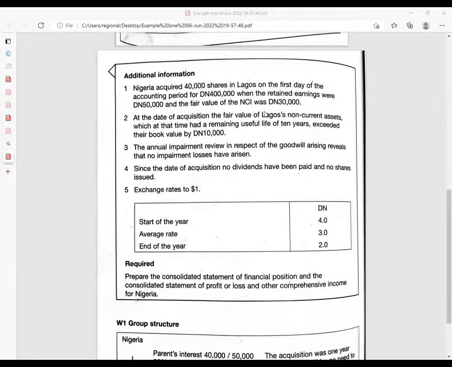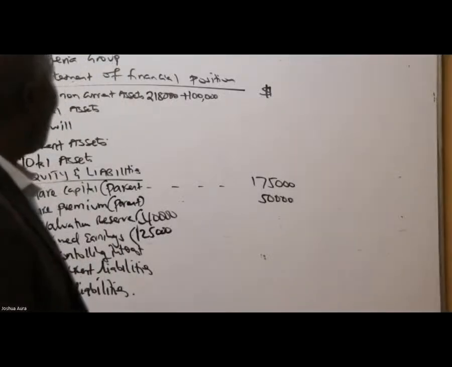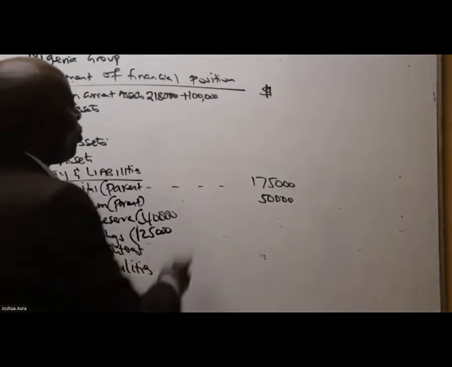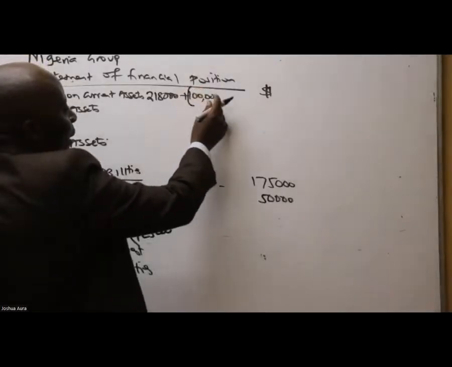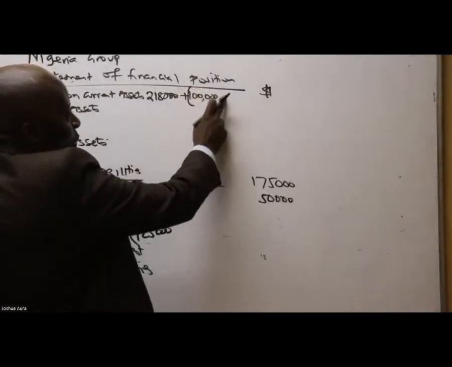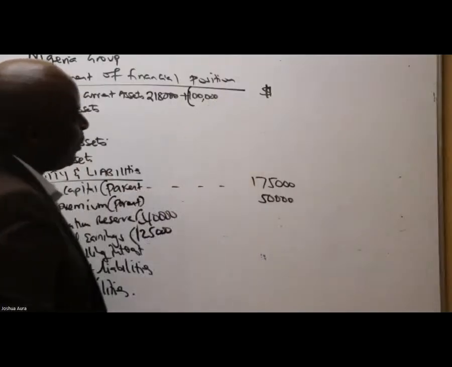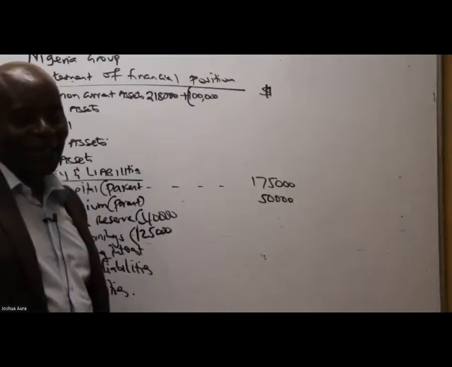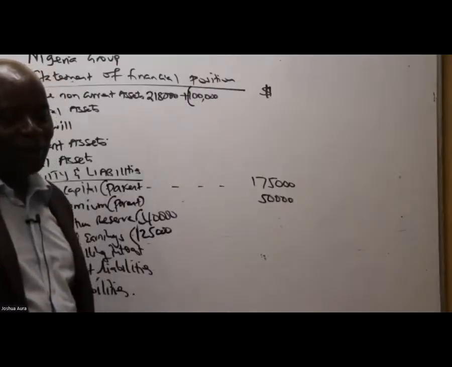Closing rate. Always for the balance sheet, assets and liabilities, you shall use what we call the closing rate to translate. So the question is, should I divide 100,000 by the 2 or multiply?